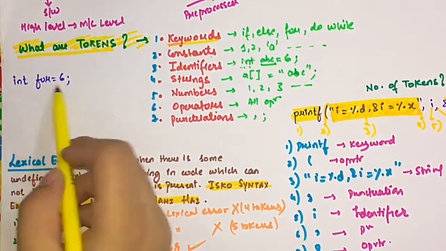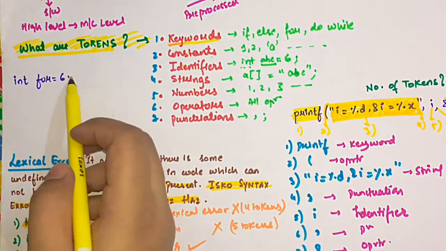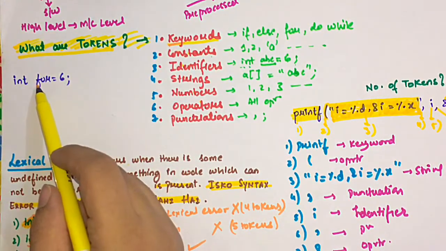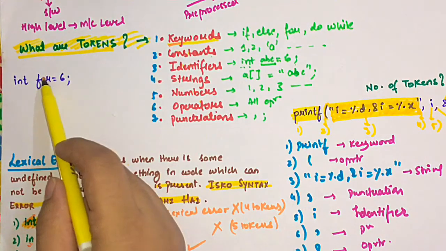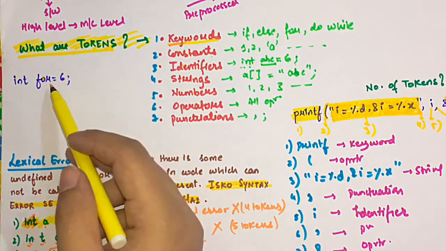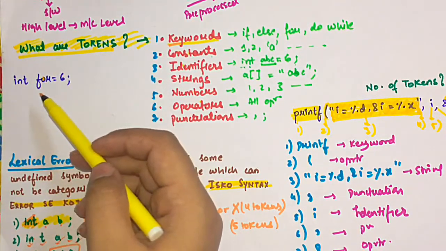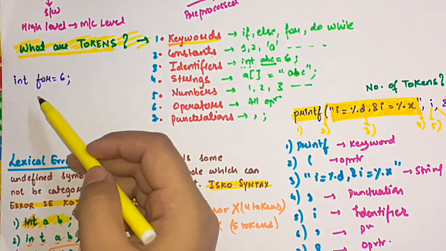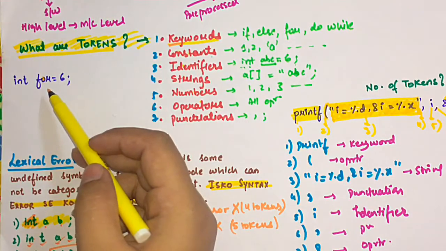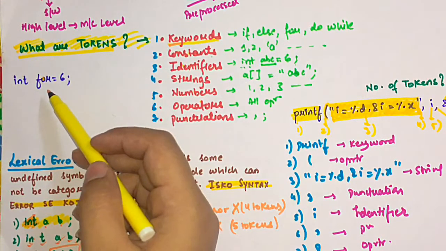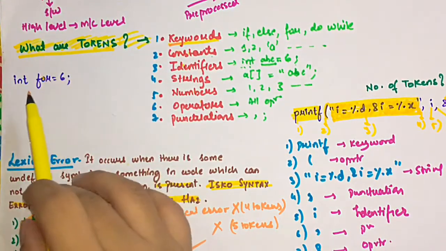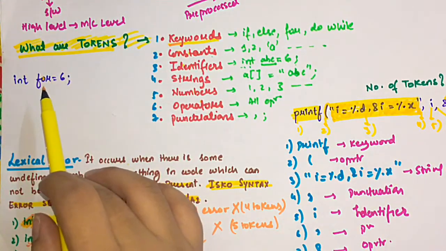Now see this line of code: int for equal to 6 semicolon. What is happening here? I have declared a variable named for of type integer, whose value is defined as 6. Now if you know, in C language for is also one of the keywords, for loop. So what will be the error in this code, syntax or lexical? Think and answer. Let me tell you. So basically just do one thing. For syntax error, are you able to see anything which is wrong in terms of syntax?